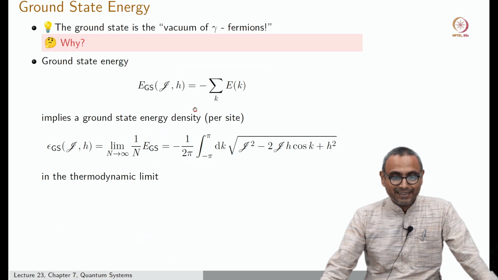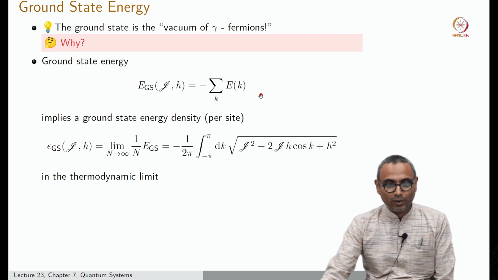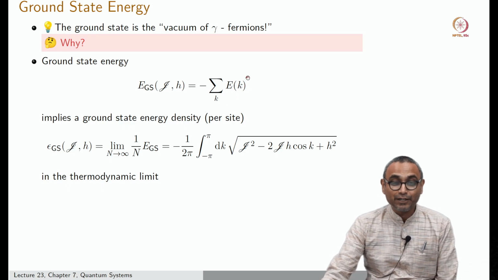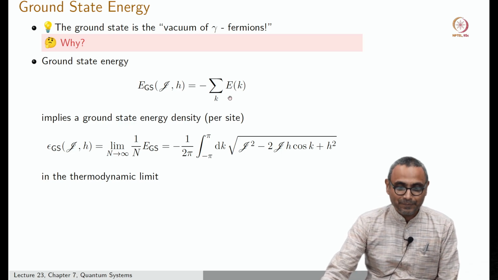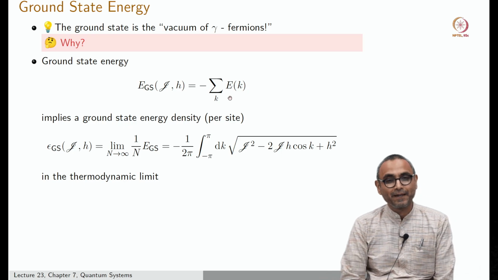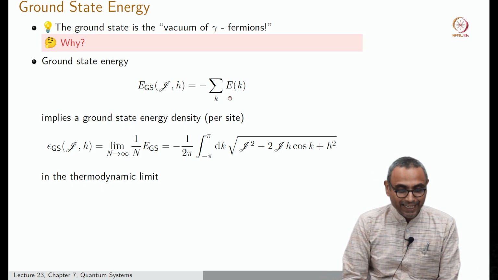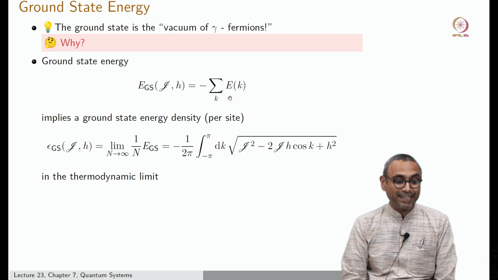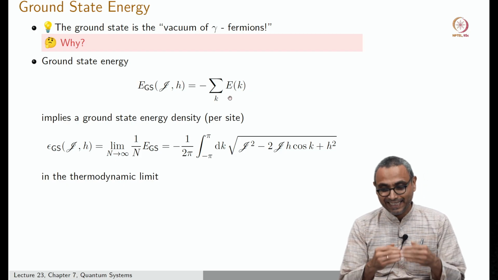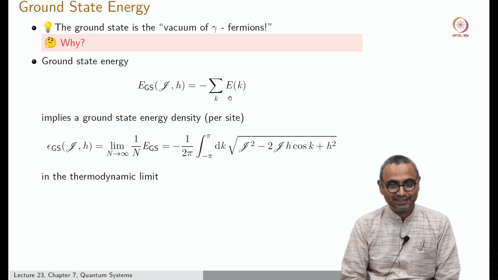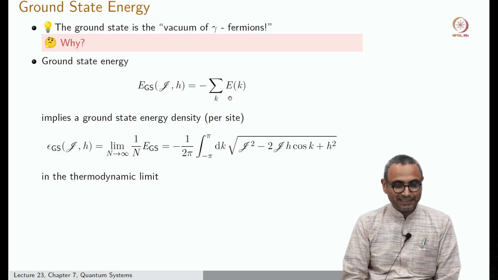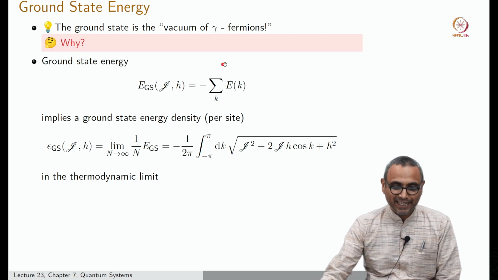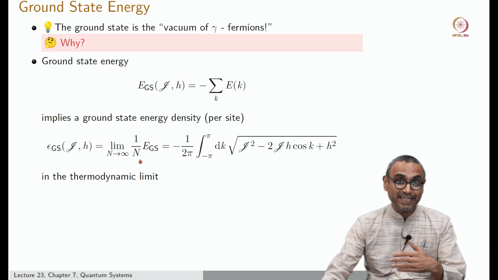Okay. So the ground state energy is just this quantity, the sum over all k of E of k. Now what I can do is find the ground state energy density. How do I do this? I sum over all k and I divide it by the number of sites.